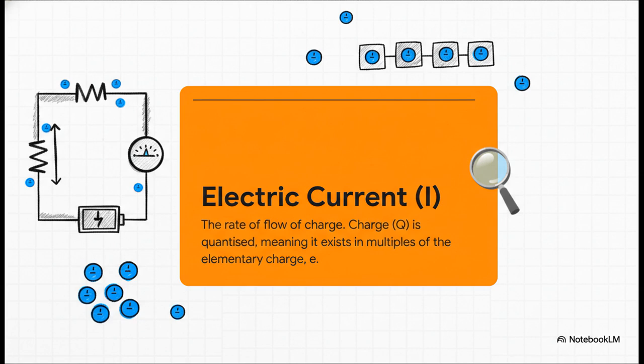Now that's a key term examiners are looking for. It just means that charge isn't a continuous fluid. It comes in these little discrete packets, each one a multiple of the elementary charge, e. Oh, and a quick tip. Be ready to state the SI base units for charge, which are ampere seconds.